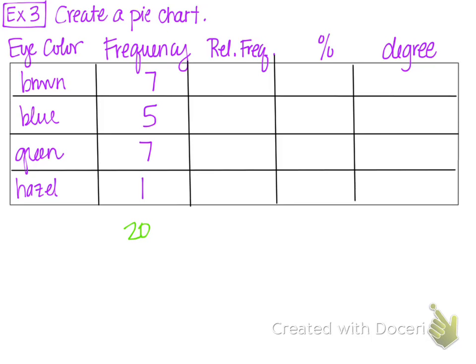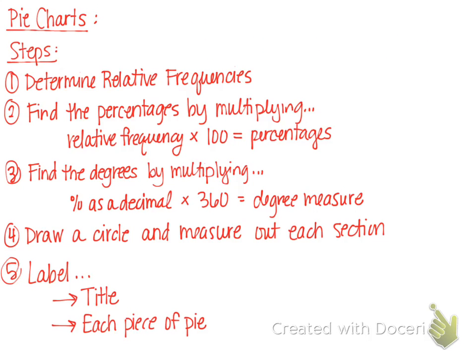So our relative frequencies for the first one, we have 7 out of 20. For the next one, we have 5 out of 20, which can be reduced to 1/4. The next one we have 7 out of 20, which can't be reduced. And the next one is 1 out of 20. So there are our relative frequencies. So let's go back to the steps.